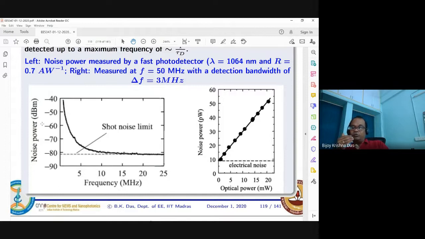Such a low value you are measuring, you have to keep in mind. So this is coming like this, and then you can get this is flat. That is actually shot noise. Here it is just the result given for lambda equal to 1064, the Nd:YAG laser, and R is 0.7 ampere per watt. R is responsivity. So if responsivity is 0.7, what would be the quantum efficiency? Can you calculate? How to calculate, you know?